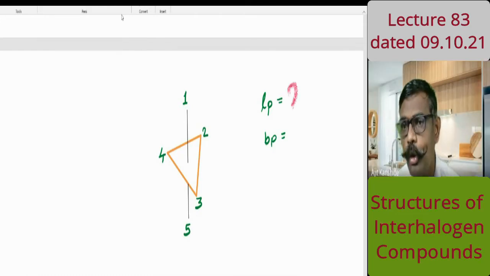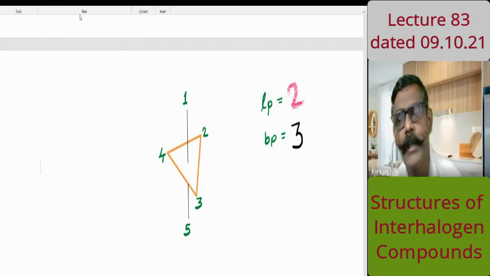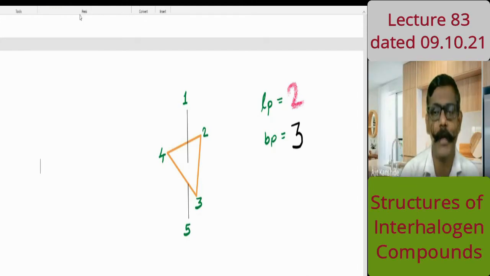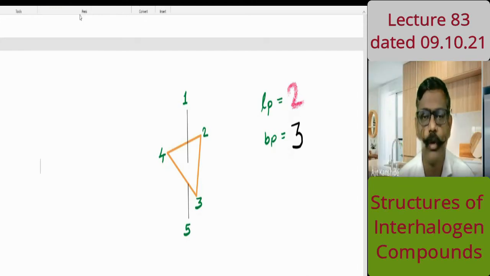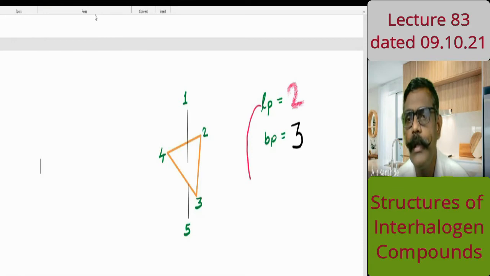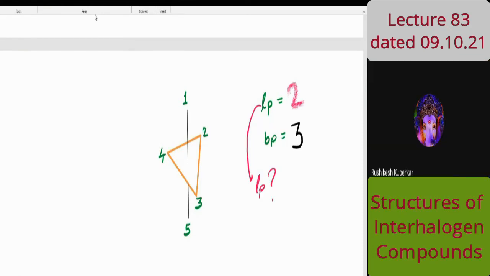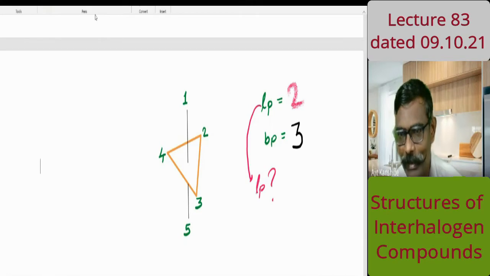Yes, two lone pairs. And how many bond pairs? Three. Now let us arrange the lone pairs first. Total 5 sites are there. What do you think? These lone pairs will occupy which position? Where will they go? What is your guess? 1, 5. Yes. Very good.